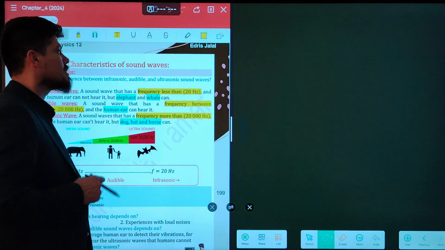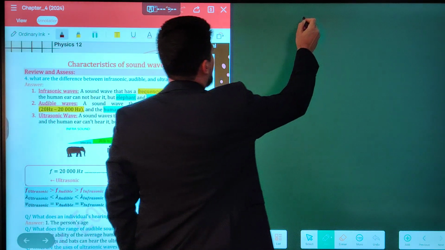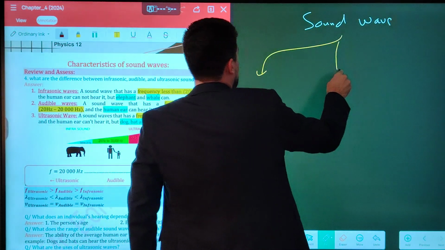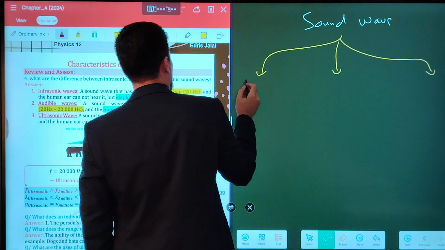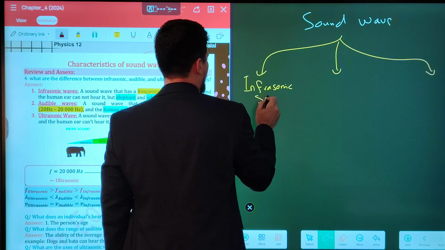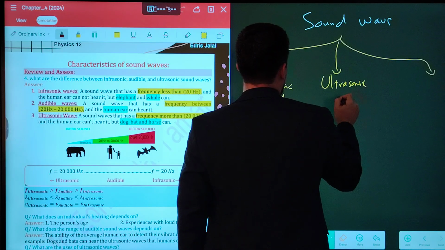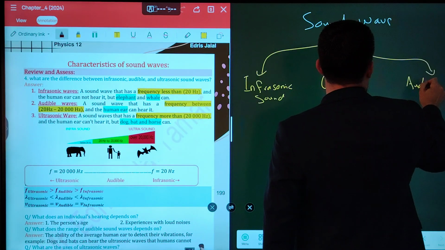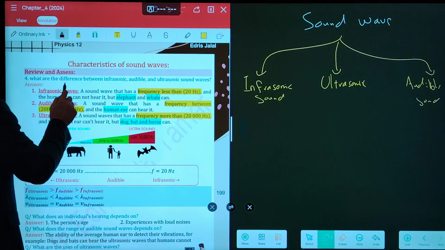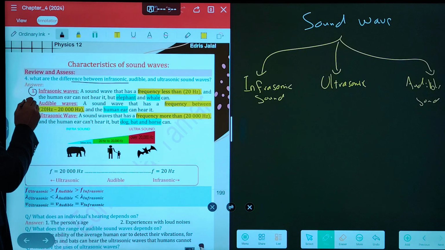What are the characteristics of the sound wave? Sound waves can be classified into three different types. The first one is infrasonic wave or sound, then ultrasonic wave or sound, and audible sound. Okay, we have three. So what are the differences between infrasonic, audible, and ultrasonic sound waves? We have to define each of them.